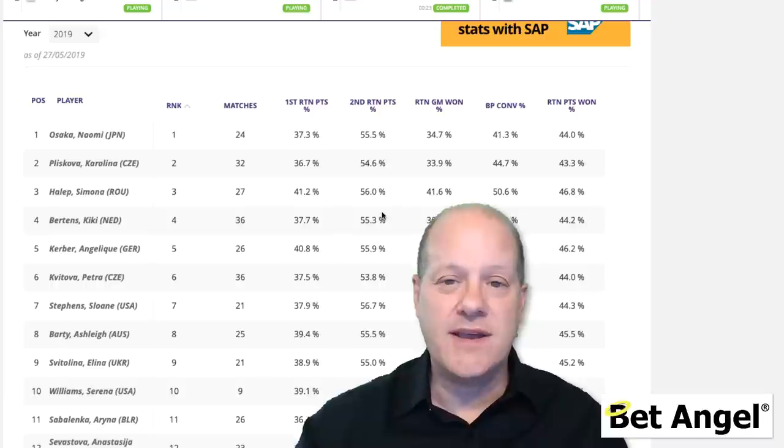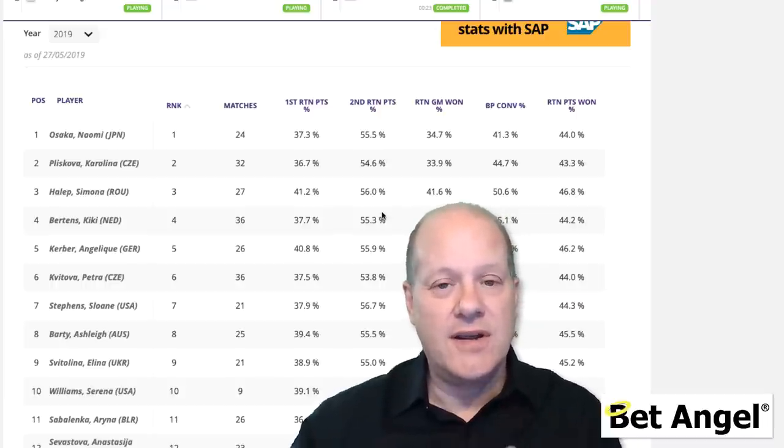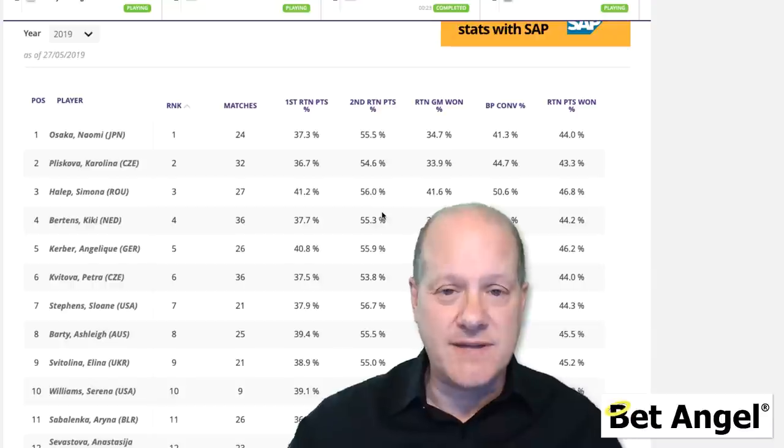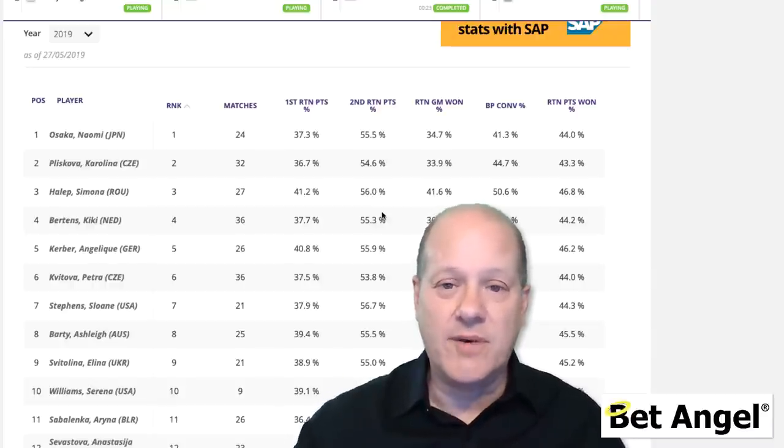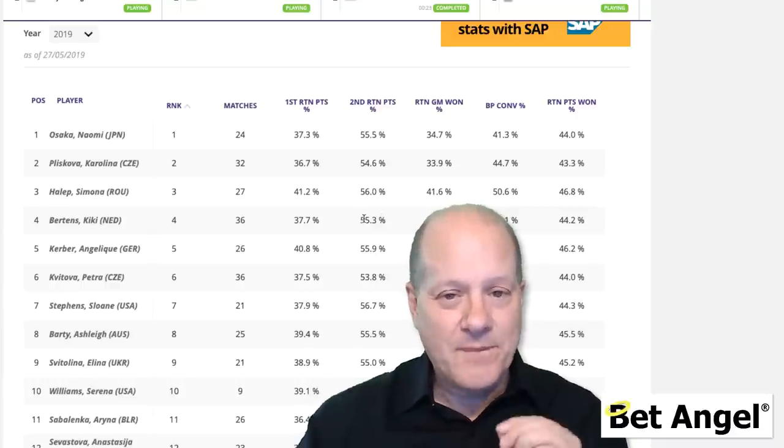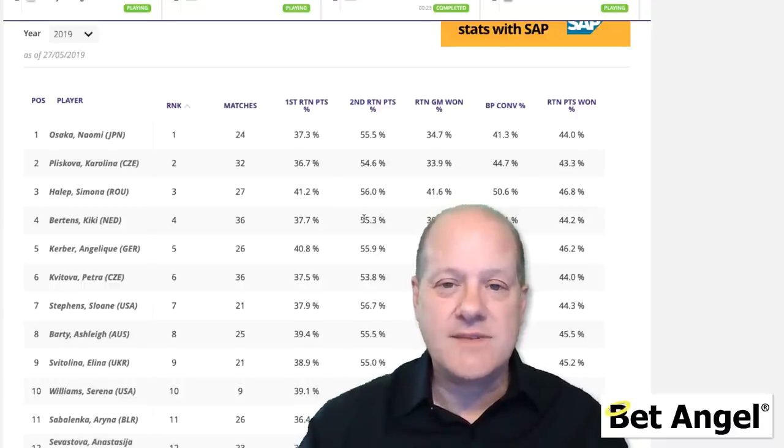And it's worth checking them out if you're going to analyse a match properly. It may give you a bit of an indication, a clue as to how the match could play out, how competitive it will be, and whether there's a good chance of a break of serve occurring at some point within the match. So have a look at these sites if you want to get underneath the skin of a lot of these tennis matches.